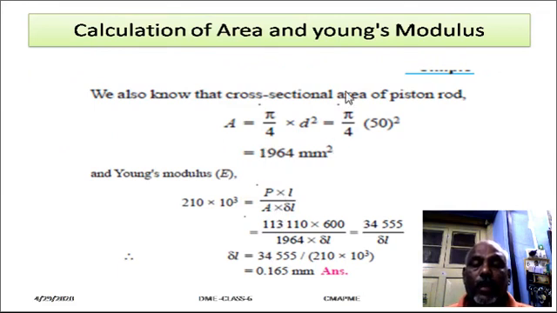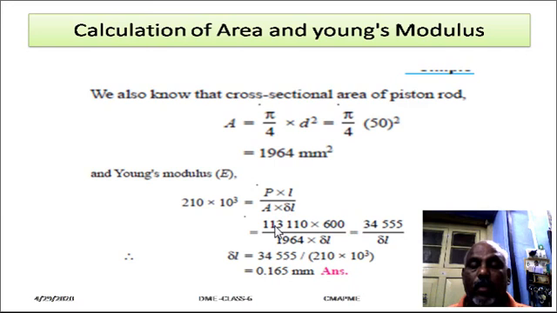Now the area of the piston rod is equal to pi by 4 into d square. We are using the small d notation for the piston rod. That is pi divided by 4 into 50 square. We get the cross-sectional area of the piston rod equal to 1964 mm square. Now we want to calculate the extension or change in length of the piston rod by using the Young's modulus formula. Young's modulus is equal to load into L divided by A into delta L.